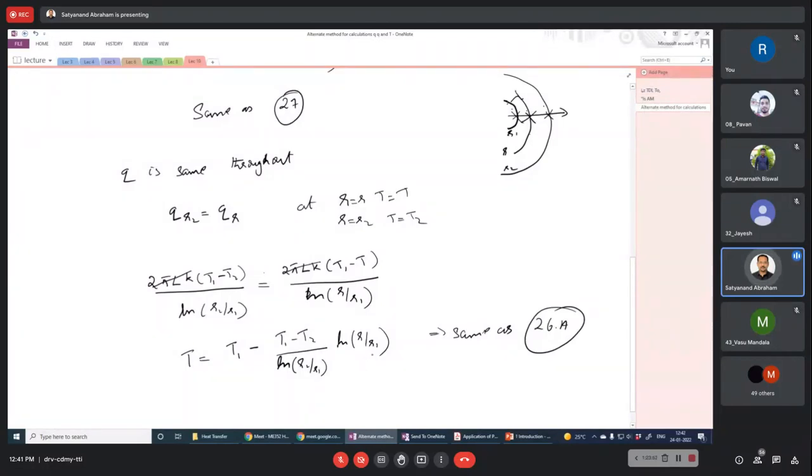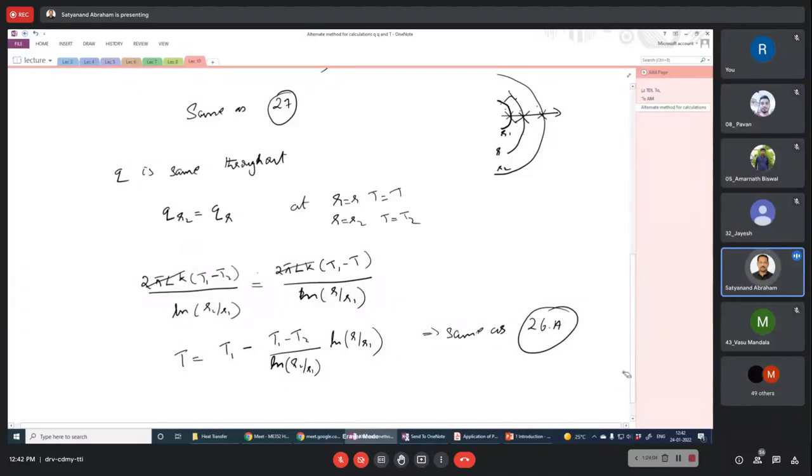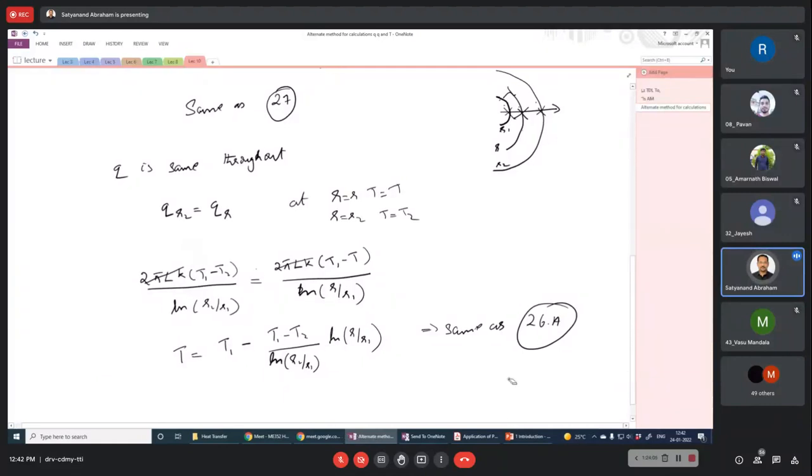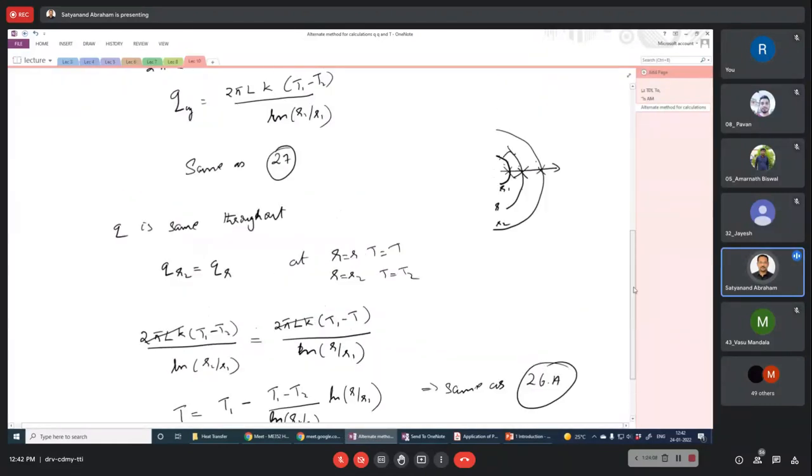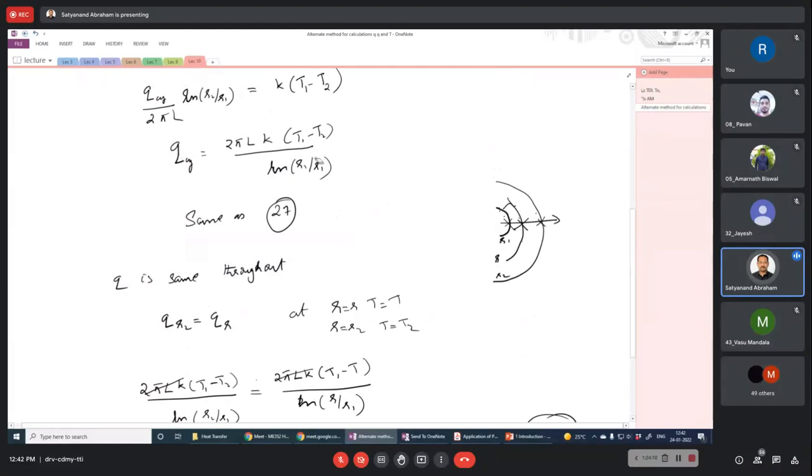So this is the other method by which you can derive the temperature profile. This is one method, but this is also okay. From the Q for the cylinder you can again derive the thermal resistance, ln(R2 by R1) divided by 2 pi L k. Likewise, all the further analysis can also be done over here.